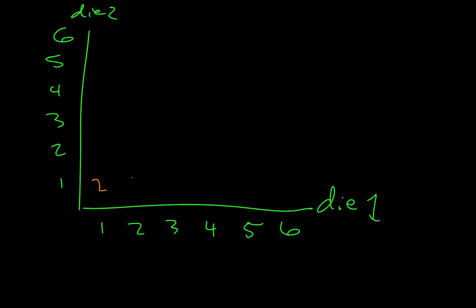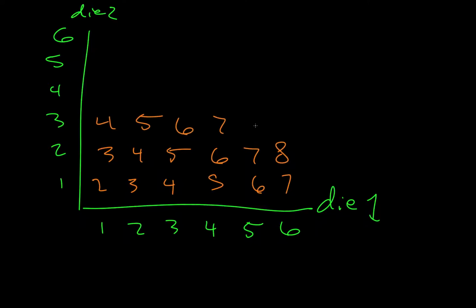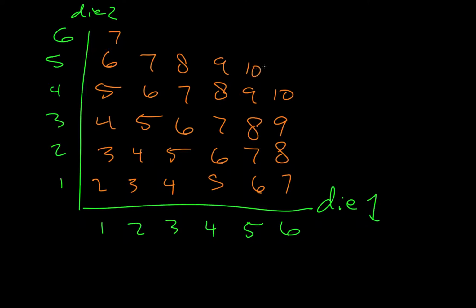So if we add these, it's 2. If we add these, it's 3, 4, 5, 6, 7. And then 3, 4, 5, 6, 7, 8. 4, 5, 6, 7, 8, 9. 5, 6, 7, 8, 9, 10. 6, 7, 8, 9, 10, 11. And then 7, 8, 9, 10, 11, 12.